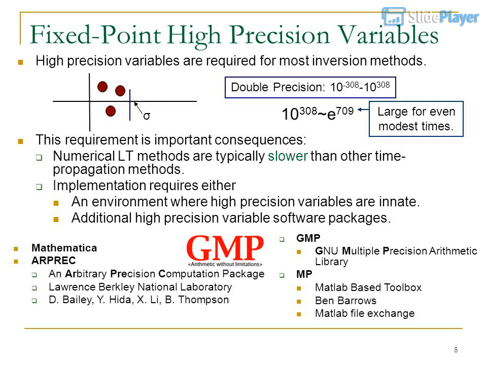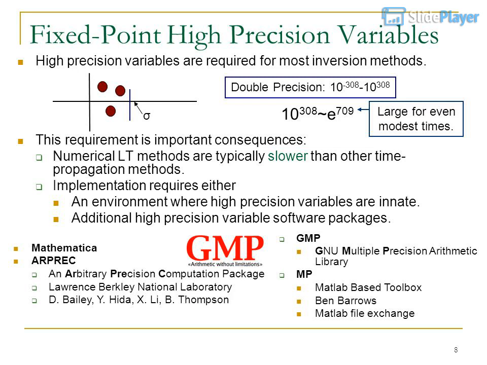Fixed-point high-precision variables. High-precision variables are required for most inversion methods. This requirement has important consequences. Numerical Laplace transform methods are typically slower than other time propagation methods. Implementation requires either an environment where high-precision variables are innate or additional high-precision variable software packages. With double precision, the maximum is about 10^308, which is too small, large for even modest times.